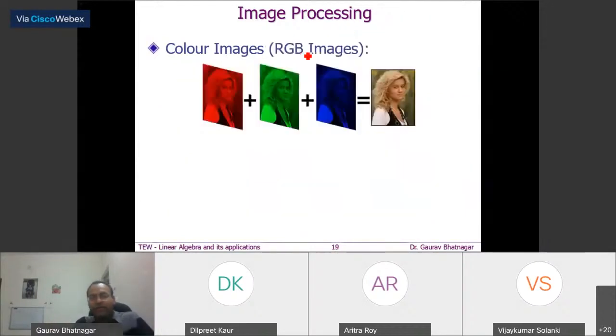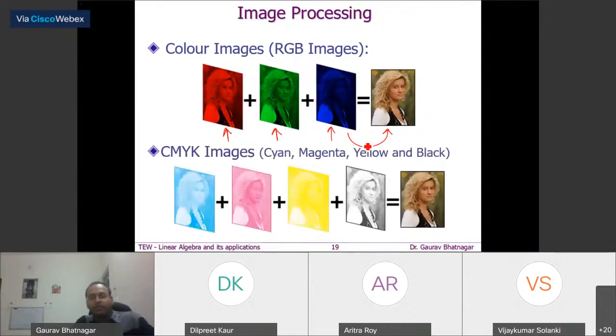Okay, so let me give you a very brief idea of two very famous models of color images. One is the RGB model, where I have the image of the same object from the perspective of red color, from the perspective of green color, and from the perspective of blue color. And whenever I overlay these, I get a well-defined color image, which we have nowadays in our smartphones, in our cameras, or in our laptops.